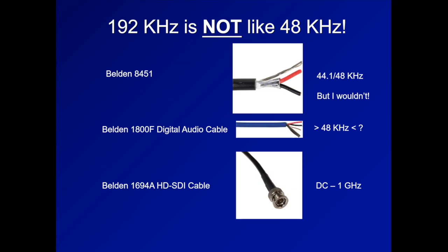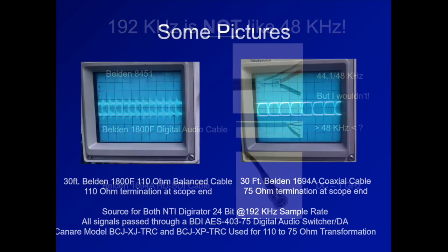And then the third standard is the Belden 1694A standard, which is basically HDSDI, otherwise known as RG6 cable. And you'll notice it's coaxial.